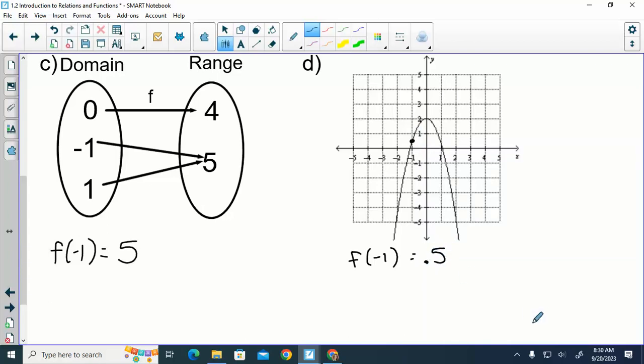If I said f of 0 on that graph, what would it be? It's 2. Okay. When x is 0, the y is 2. If I said f of 2, what would it be? Yeah, somewhere in between -4 and -5, kind of hard to tell, maybe -4.5. So in that function notation, I'm telling you the x, you're giving me the y.